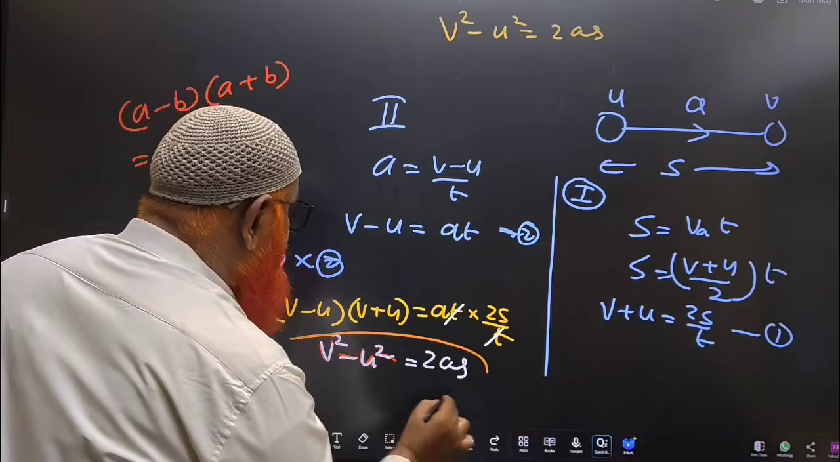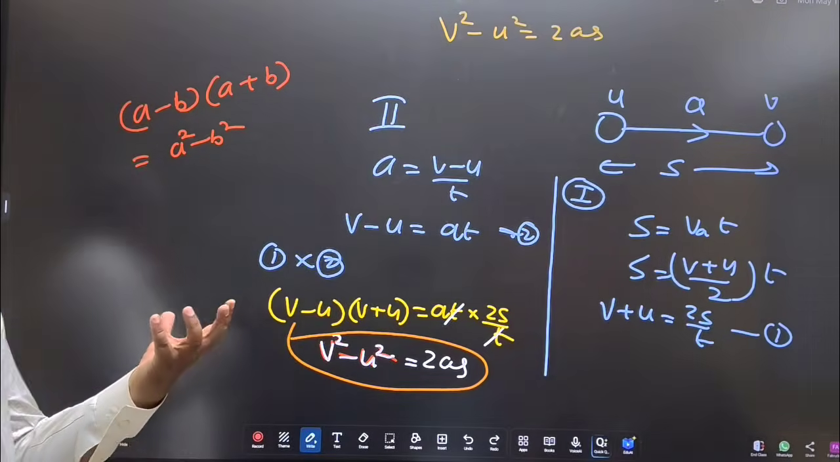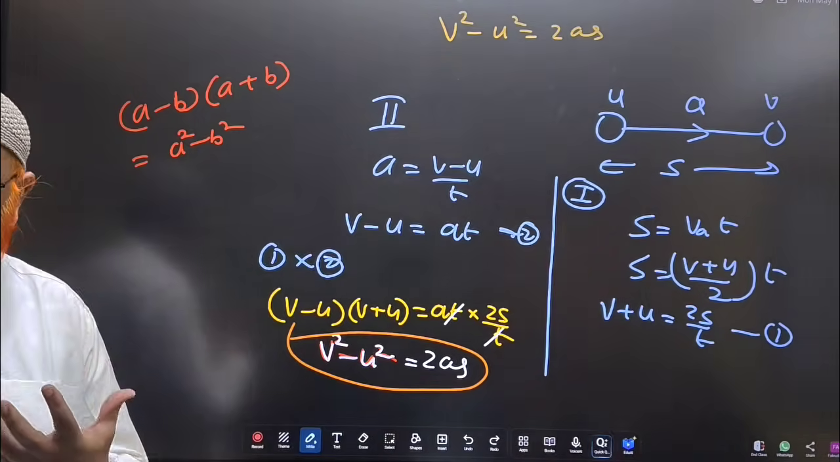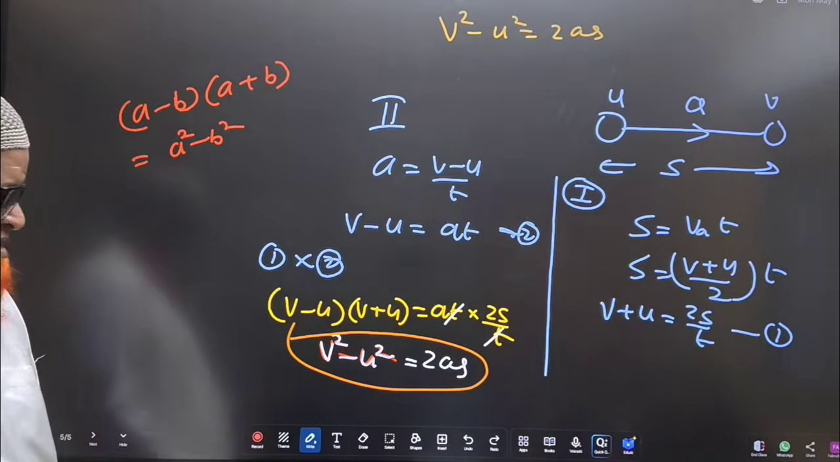So we got the third equation, which is called the situational derivation: imagining one situation and deriving the equation. How can you imagine this situation in terms of graphs? Okay, that we will study now.